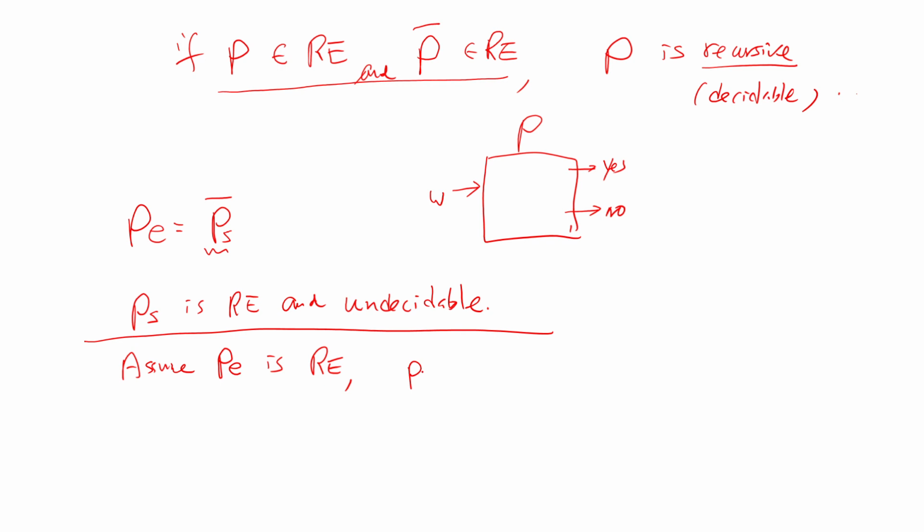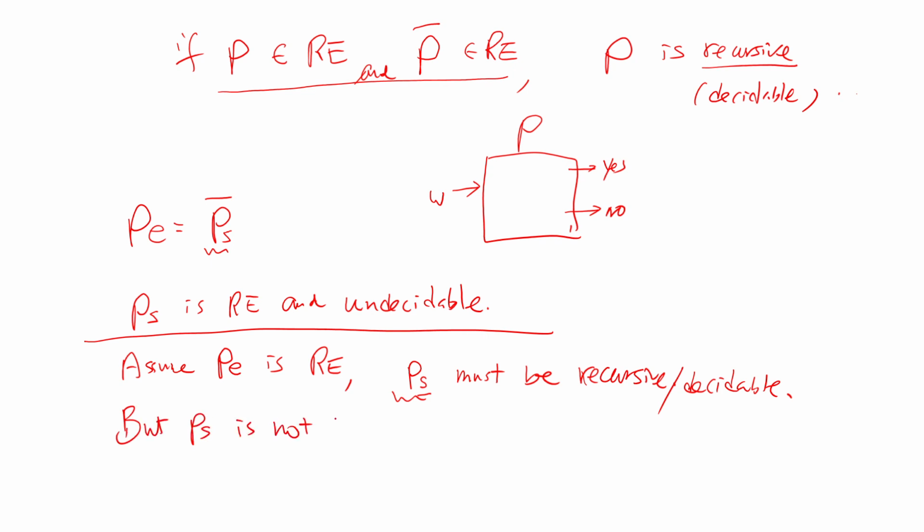If both are RE, then PS or PS bar must be decidable or recursive. But we know PS is not. PS, we just said, is undecidable. And therefore PE cannot be RE. The assumption is wrong. PE cannot be RE, so PE is non-RE.